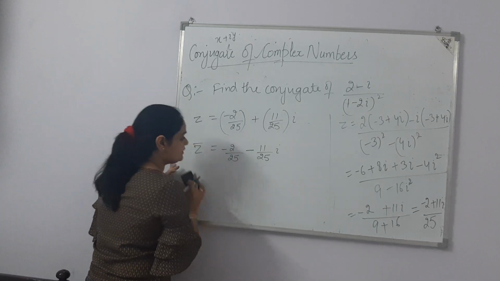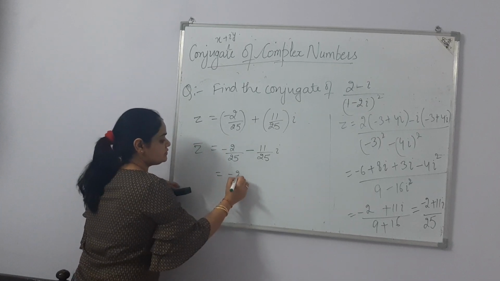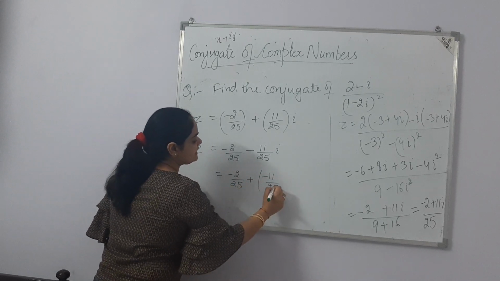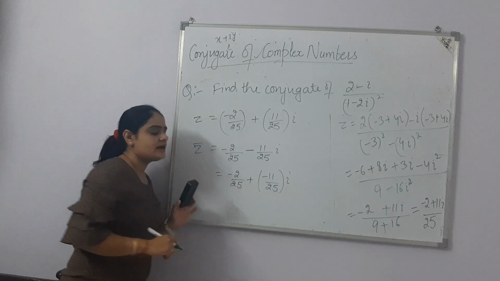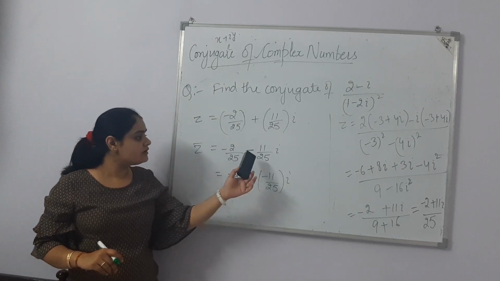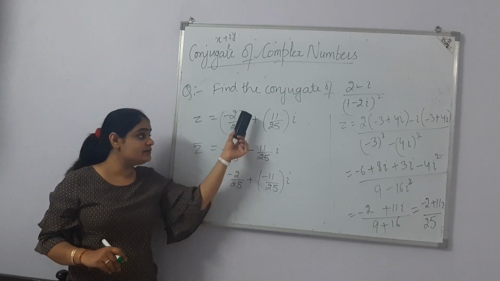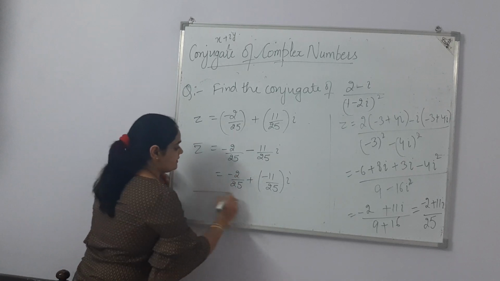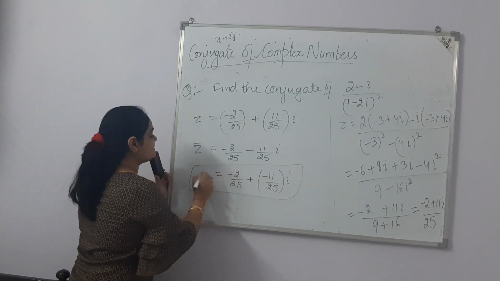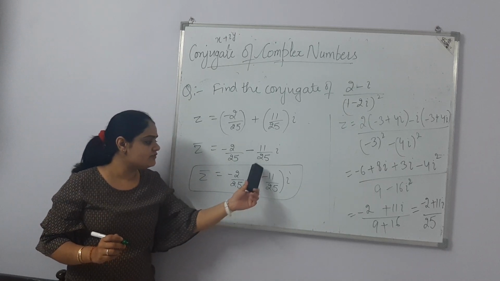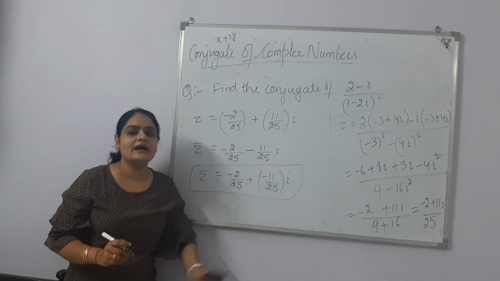Hope this is clear to you. And if you want to change it into the standard form, again it is minus 11 by 25 iota. This is the standard form. If the question's requirement is to change the z conjugate into standard form, then this is your last step. Z's conjugate is minus 2 by 25 plus of minus 11 by 25 iota.